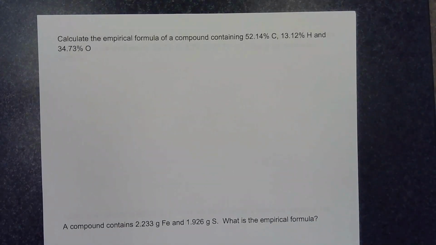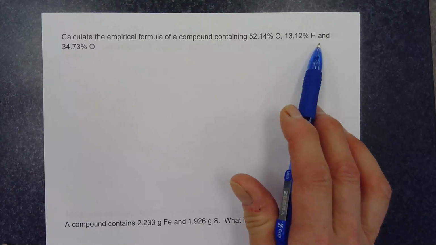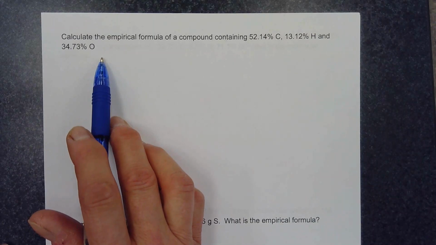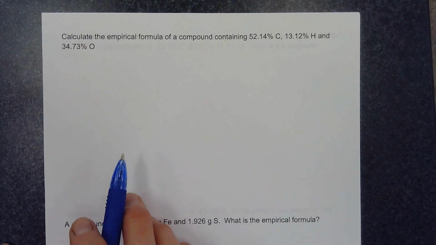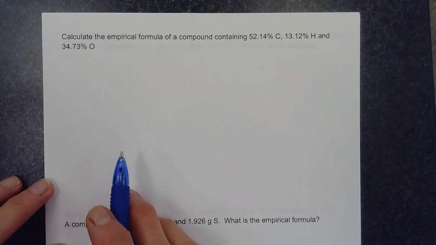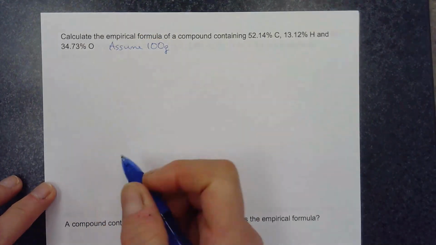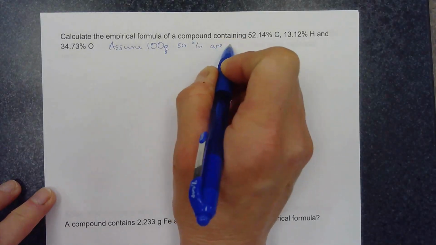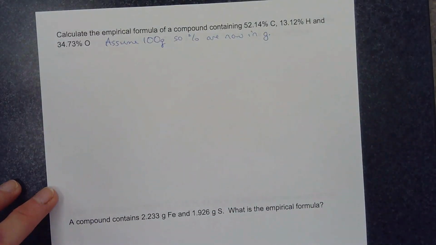All right. Calculate the empirical formula of a compound containing 52.14% carbon, 13.12% hydrogen, and 34.73% oxygen. So what do we have given to us? Percentages. So what's step 1? Thank you. And guys, write that down. Write it down. If you'll write it down, you'll remember. Assume 100 grams. So percentages are now in grams. That's why you're doing that.